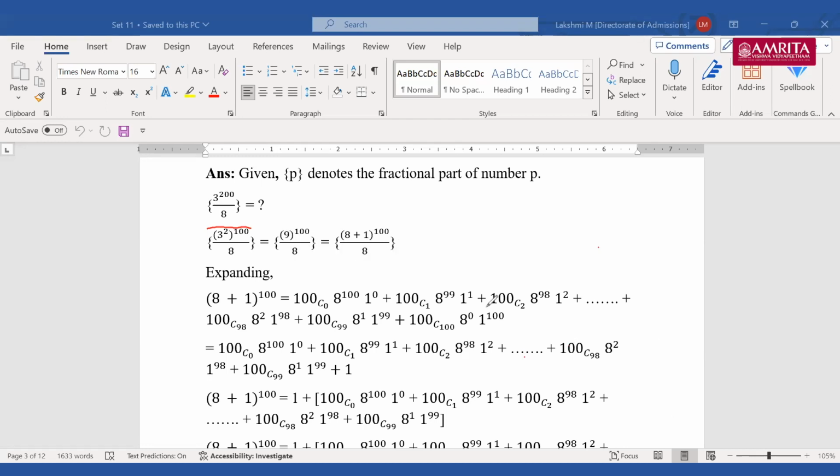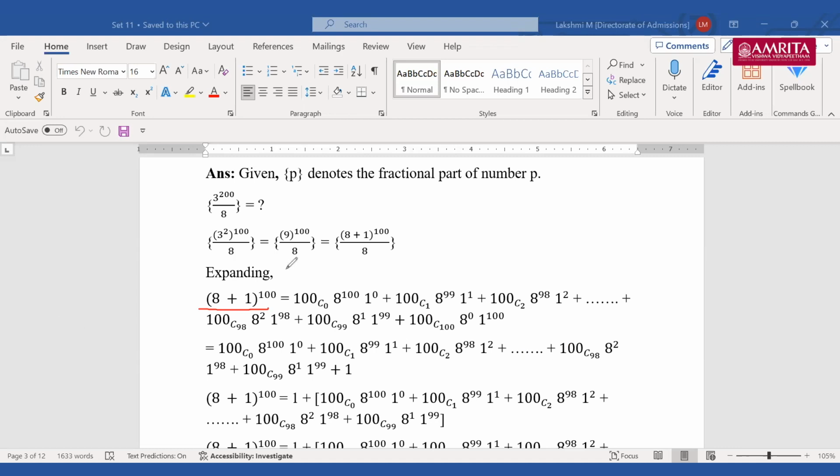Now coming to the expansion part, you all know x plus y whole raised to n. So 100C0, 8 raised to 100, 1 raised to 0. 100C1, 8 raised to 99, 1 raised to 1. 100C2, 8 raised to 98, 1 square, etc. 100C98, 8 square, 1 raised to 98. 100C99, 8 raised to 1 into 1. 100C100, 8 raised to 0, 1 raised to 100. So this is 1. So I'll be able to rearrange this as something like 1 plus terms of this format divided by 8.